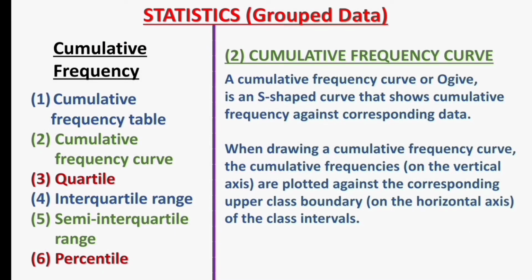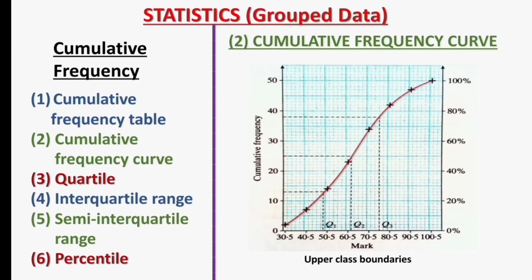Number 2, cumulative frequency curve. A cumulative frequency curve, or ogive, is an S-shaped curve that shows cumulative frequency against corresponding data. When drawing a cumulative frequency curve, the cumulative frequencies on the vertical axis are plotted against the corresponding upper class boundaries on the horizontal axis of the class intervals. Here is an example of a cumulative frequency curve having cumulative frequency on the vertical axis and the upper class boundaries on the horizontal axis.